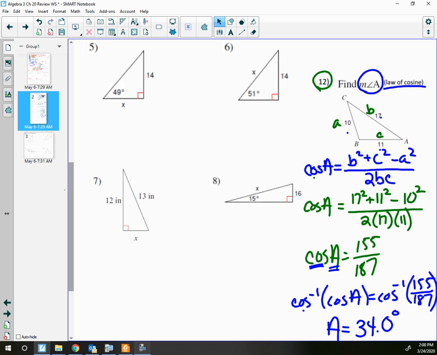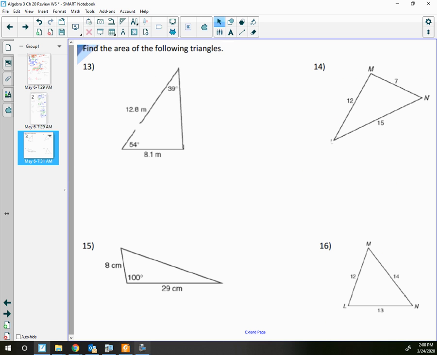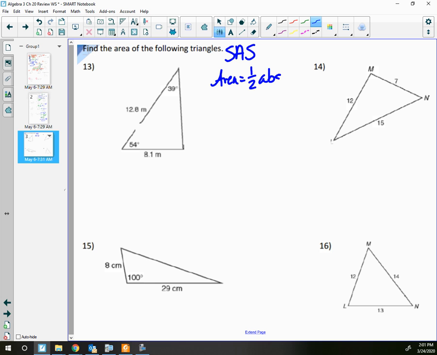All right, the last thing we're going to talk about is area. So I'm going to have you go ahead and flip it over to the back. We had two different area formulas that we talked about, and it depends on what you know about the triangle. So the two different area formulas were if we know side, angle, side, that's where you use the formula, the area is 1/2 ab times the sine of C, or whatever letters you have. If you have side, side, side, that's where we use Heron's formula, which was using that semi-perimeter. If you remember that, you can look back in your notes.